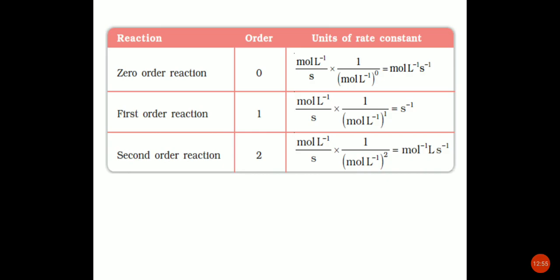So the unit of rate constant for zero order reaction is mole liter raised to minus 1 second raised to minus 1. For first order reaction it is second raised to minus 1. Then for second order reaction, mole liter raised to minus 1 by second into 1 by mole per liter all squared, that is mole raised to minus 1 liter second raised to minus 1. That is the unit of rate constant for second order reaction.